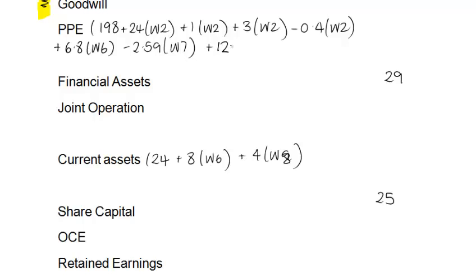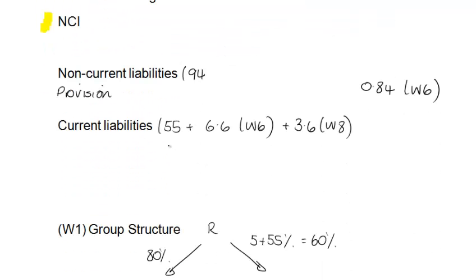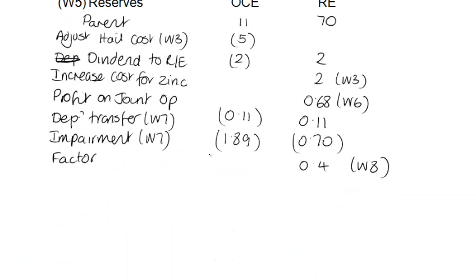Plus 12 million from working number 9 for PPE. Plus 16 million for current liabilities for working number 9 in respect of the loan. And reduce profits by 4 million from working number 9, profit on land. And I'll put the word "sale" in inverted brackets.